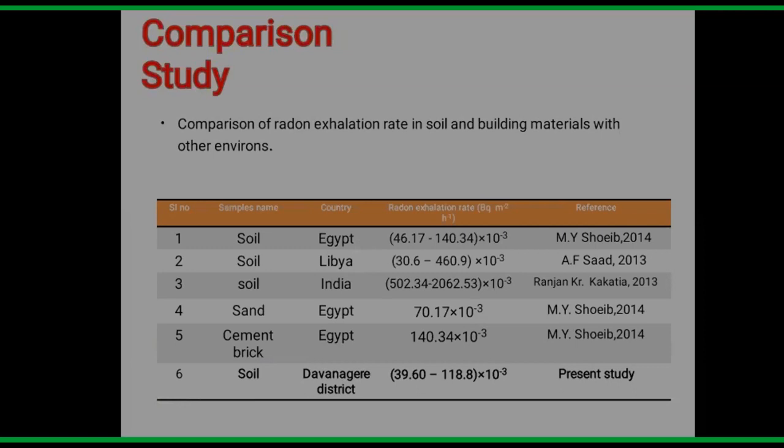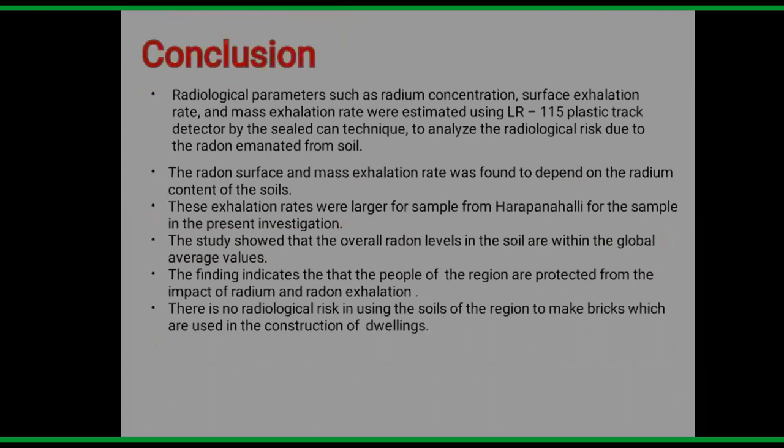The conclusion: the radiological parameters such as radium concentration, surface exhalation rate, and mass exhalation rate were estimated using the LR-115 plastic track detector by the sealed can technique to analyze the radiological risk due to the radon emanated from the soil. The radon surface and mass exhalation rates were found to depend on the radium content of the soil. These exhalation rates were large for samples, especially from Arapanalli, in the present investigation.